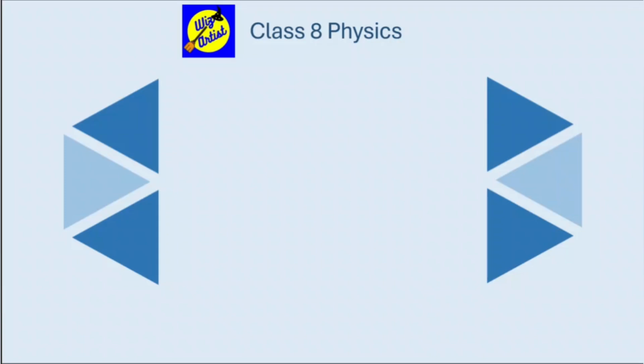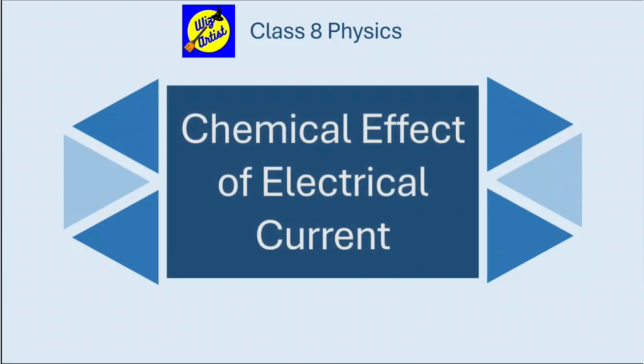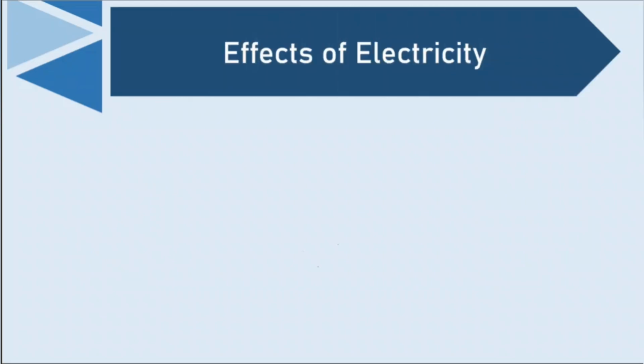Today we're going to be studying Class 8 Physics, Chemical Effect of Electrical Current. When electricity passes through any conductor, different effects are observed. These are called effects of electricity. We have already studied these effects in our earlier classes, so let's do a quick revision.